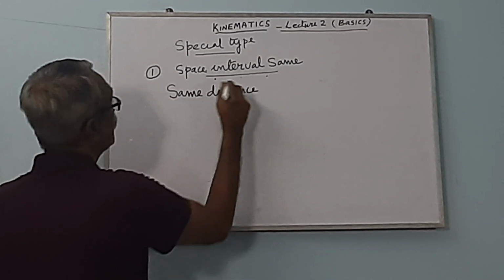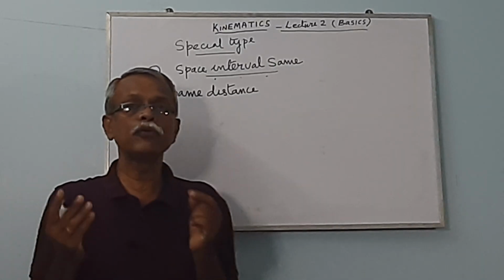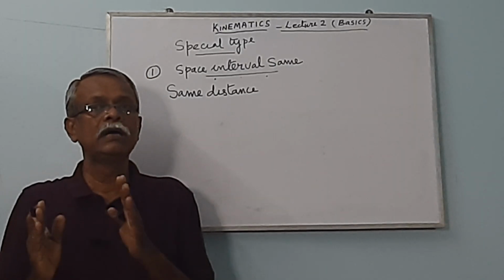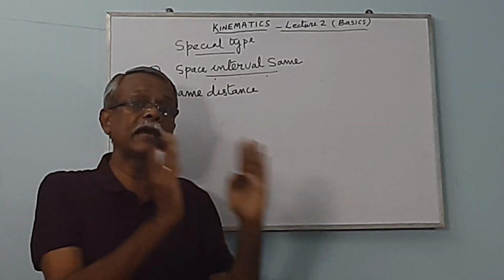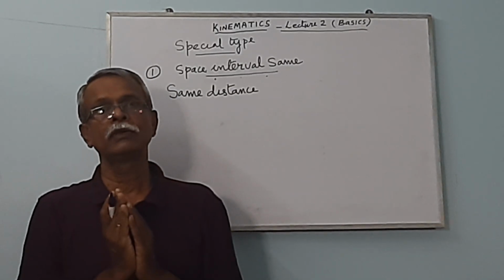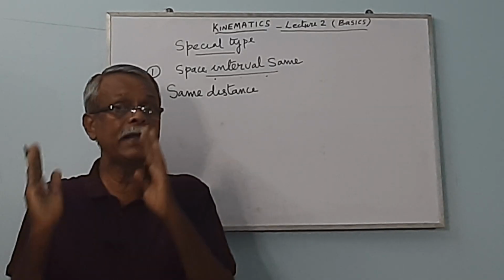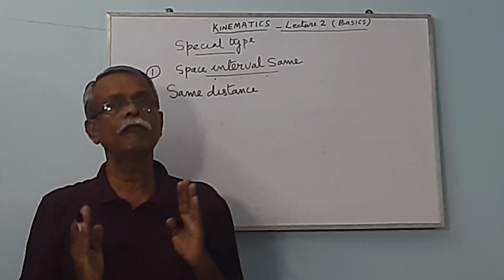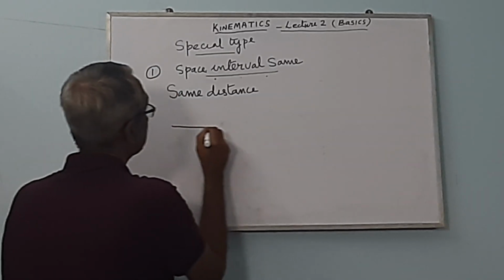For example, you are given that the particle moves with velocity v1 for the first half of the distance and v2 for the second half of the distance. Here, time is not the same, but distance is the same. What will we do when distance is the same? We will consider that case.